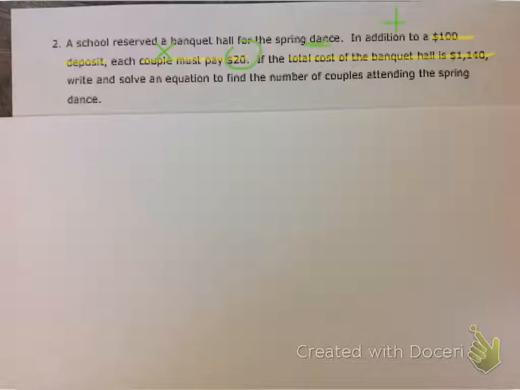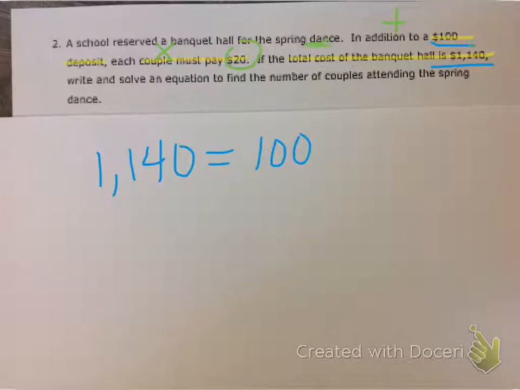So let's go ahead and see if we can get an equation from here. My total is $1,140 right here. I know that that's going to equal my total. So my deposit is going to be $100. No matter what, I'm going to have to pay that. It's right there. And then plus $20 for each couple. We don't know the number of couples, and that's why we're going to use our variable x.